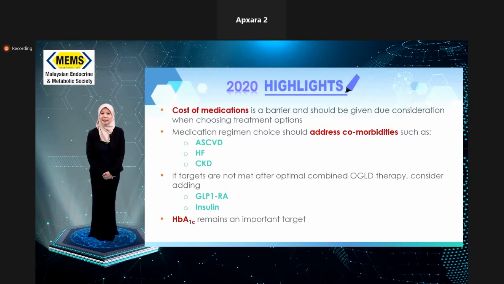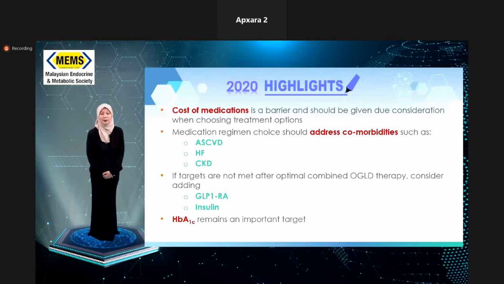So finally, I would like to summarize with this slide, which highlights the 2020 updates in the CPG. The cost of medication should be given due consideration when choosing the treatment option. Medication regimen should address comorbidities such as atherosclerotic cardiovascular disease, heart failure, and chronic kidney disease. And if targets are not met after optimal combined oral glucose lowering drugs, consider adding the injectables.